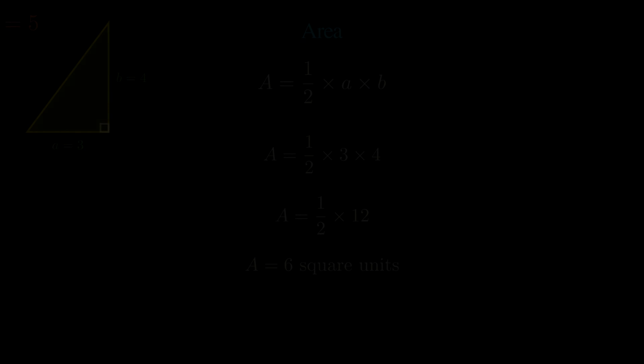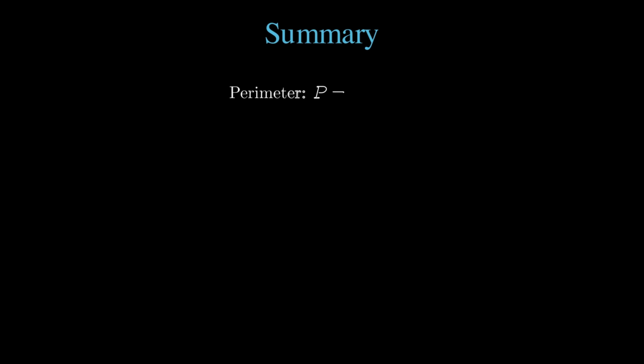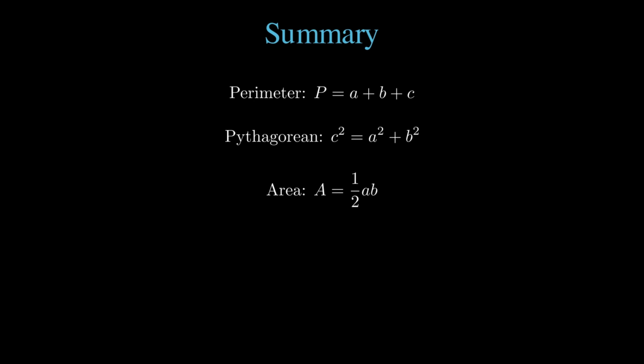To summarize, the perimeter of a right triangle is P equals A plus B plus C, found by adding all three sides. If you're missing the hypotenuse, use the Pythagorean theorem. C squared equals A squared plus B squared. The area is A equals 1/2 times A times B, where A and B are the two legs. These formulas are essential tools in geometry, trigonometry, and real-world applications from construction to navigation.